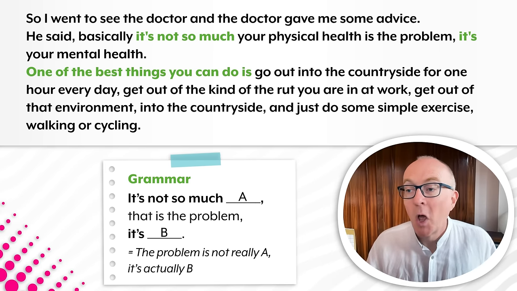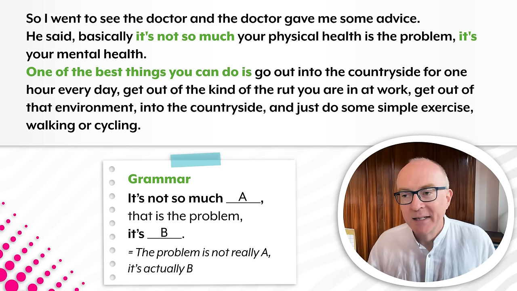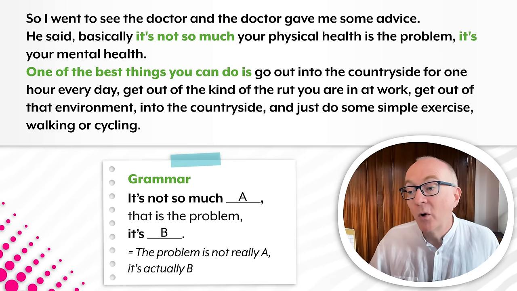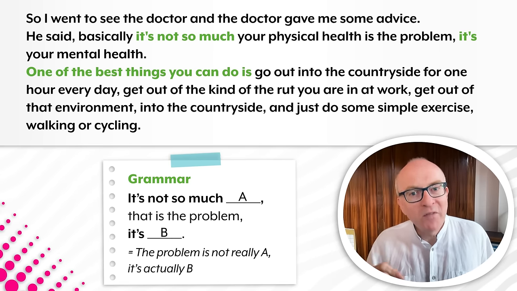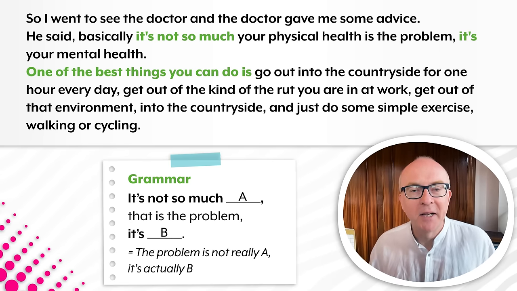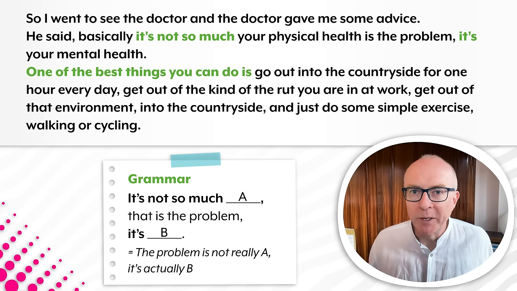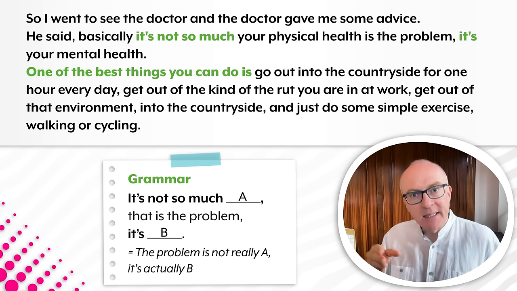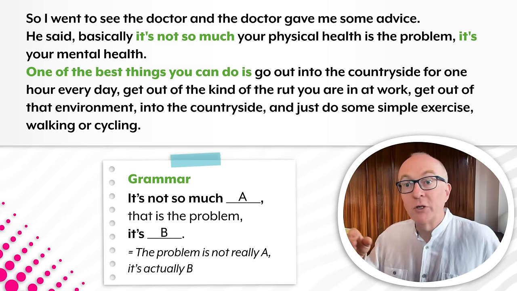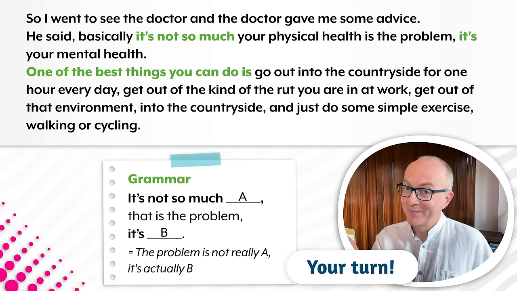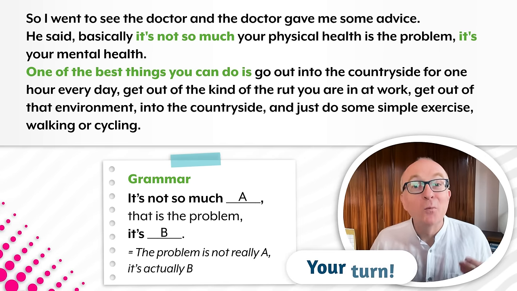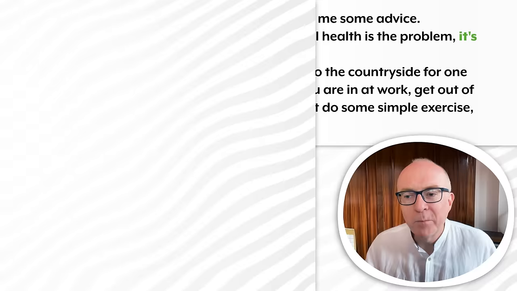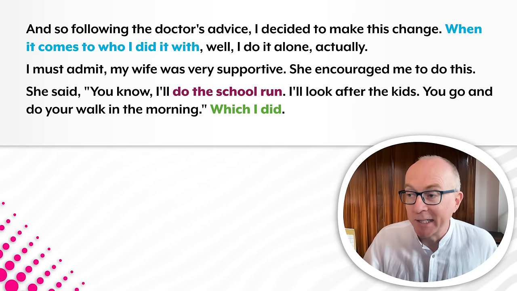And then I said, one of the best things you can do is. So instead of saying, you should do this, you ought to do this, "one of the best things you can do is" is much richer language. And get the rhythm: one of the best things you can do. Great. So, one of the best things you can do is practice your English. Lovely bit of grammar.